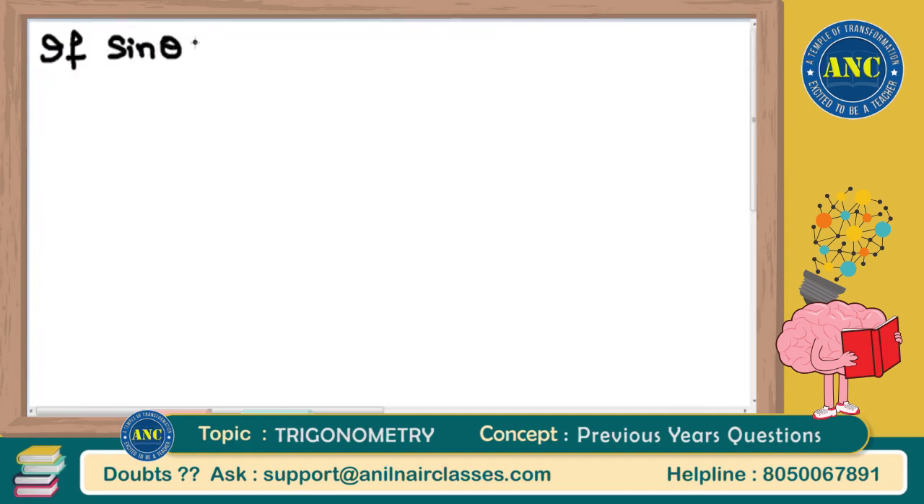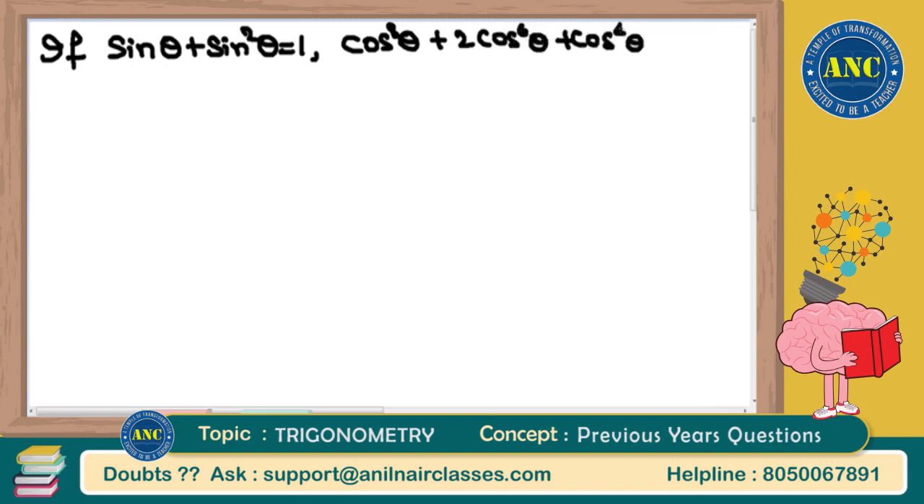If sin theta plus sin square theta is equal to 1, I need the value of the expression cos theta power 8 plus 2 cos theta power 6 plus cos theta power 4 minus 3. I hope the idea is clear.